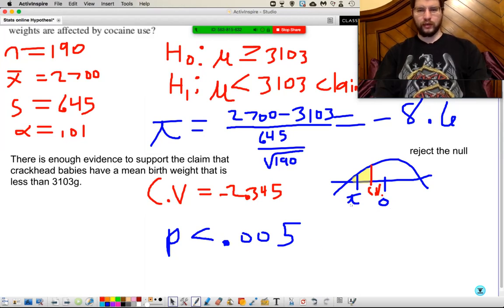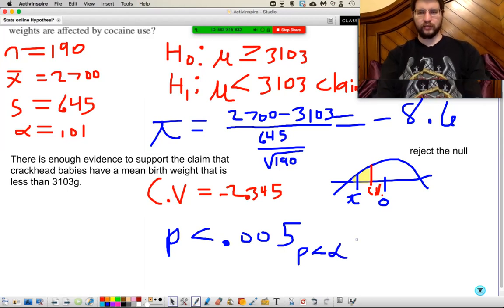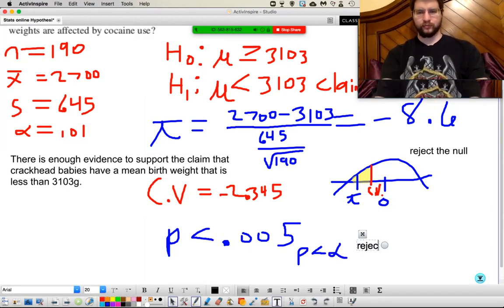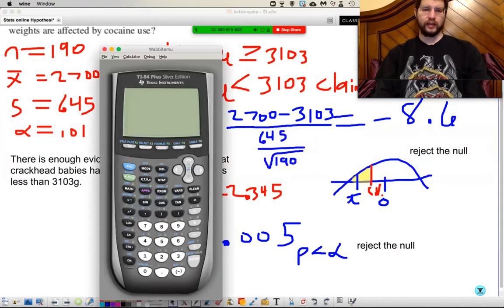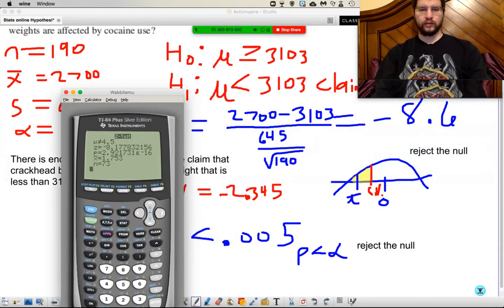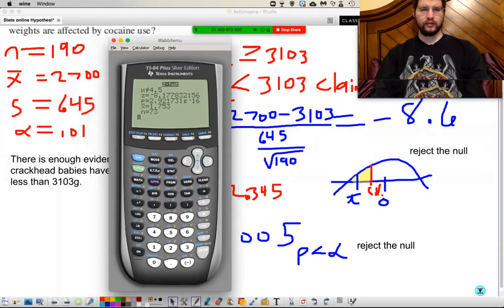Another thing, P is less than alpha, reject the null. Same thing. Let's see just how small that P is. We know it's got to be less than 0.005. Let's see where we're at here.